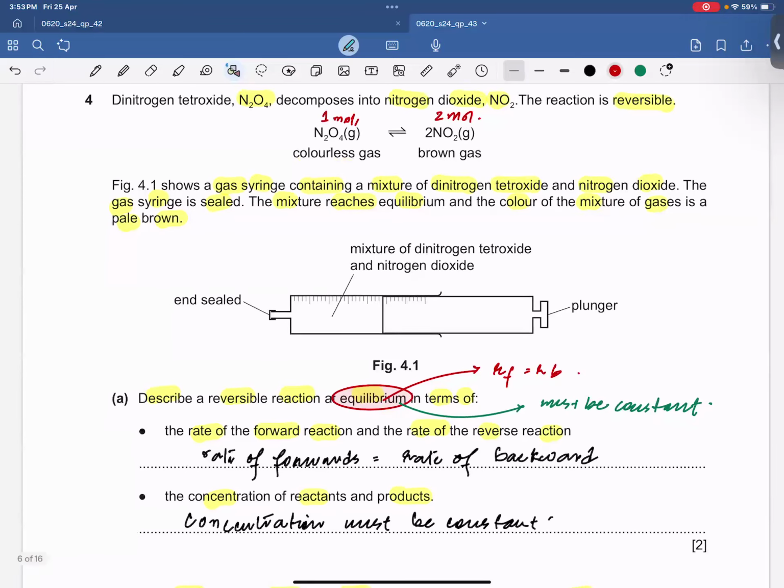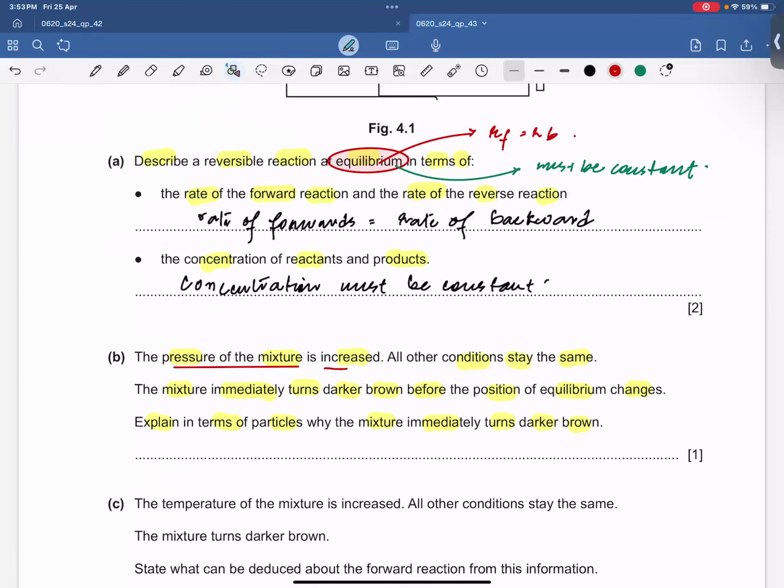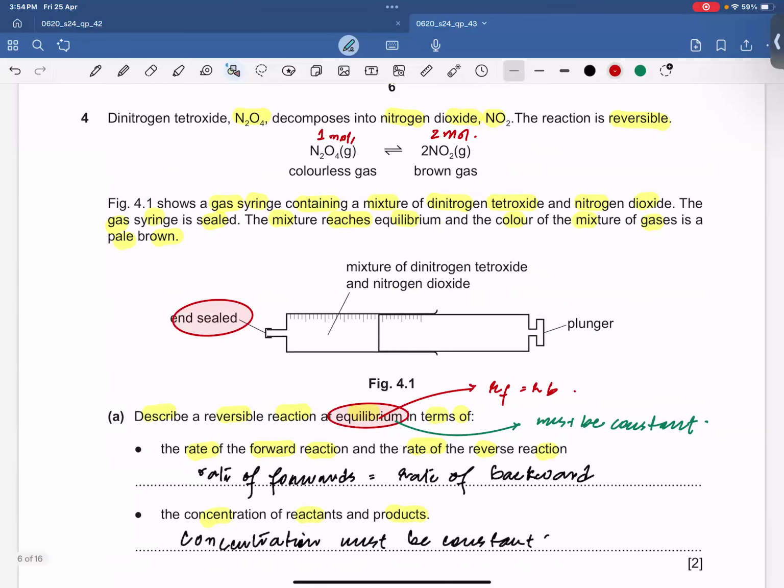It is a sealed container actually. So when you increase the pressure, the gaseous molecules are compressed, so molecules come close together. And as the molecules come close together, obviously, this nitrogen dioxide, when close together, will turn dark brown.